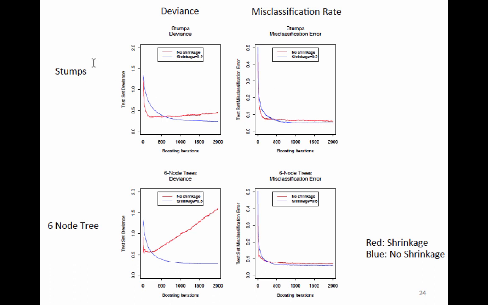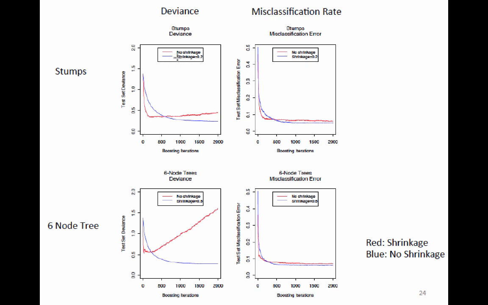So here I have stumps. So that's a very simple tree, up to a 6-node tree. So let's just look at the stumps first. The red is no shrinkage. What we see, these are the boosting iterations. This is test error. So we're going down with shrinkage, and we go down and look at this. We're actually learning, we get down faster, and then we start to go up like this, okay?